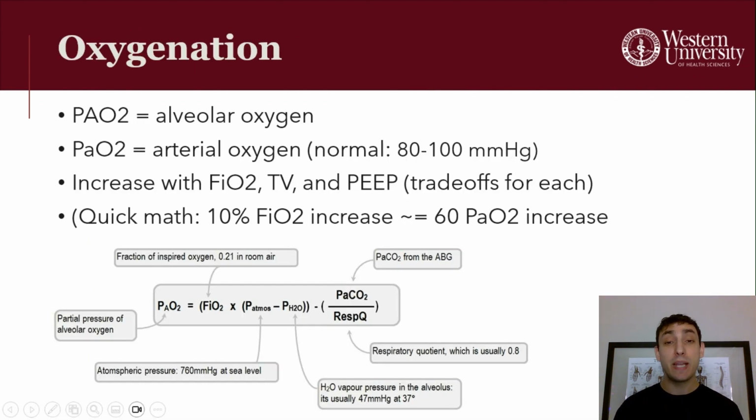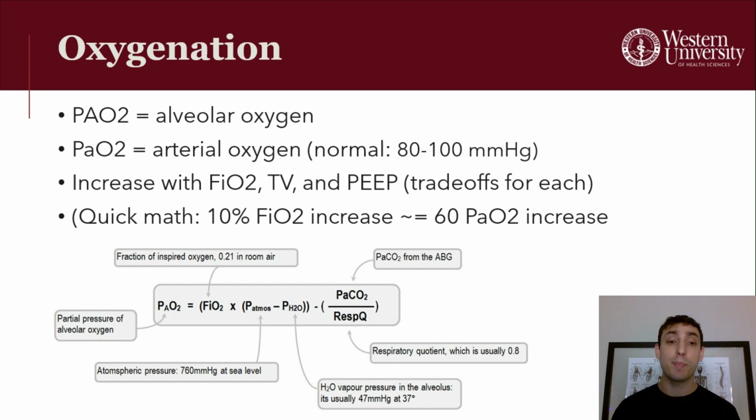Oxygenation. So we have PAO2, which is alveolar oxygen, lungs, and PaO2, which is arterial oxygen. PaO2 is affected by the percent of inspired oxygen, which is 21% in room air. But if you're giving somebody 100% oxygen, then you're going to expect PaO2 to be about 5 times higher. The normal value is 80 to 100 for PaO2, and we can increase the amount of oxygenation with FiO2, tidal volume, and positive end expiratory pressure.